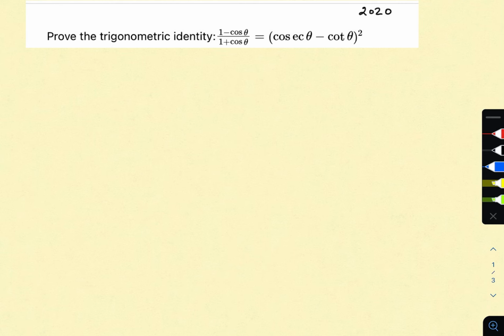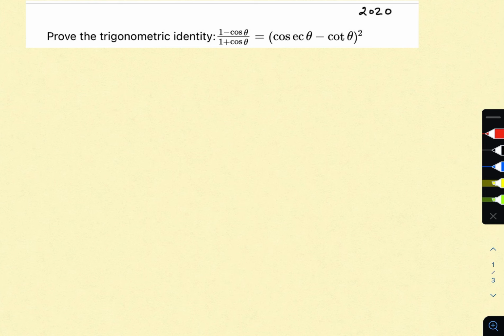If you know one question, you can solve most of the rest of the questions also. So let's get started from the first question, and this is the question from the year 2020: prove the trigonometric identity (1 minus cos theta) upon (1 plus cos theta) is equal to (cosecant theta minus cot theta) whole square.